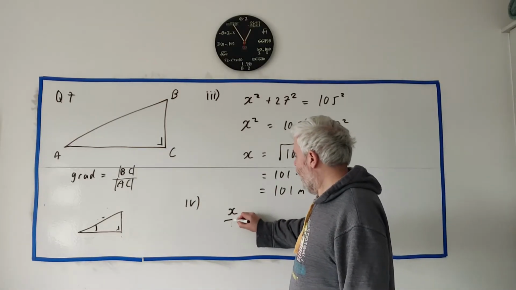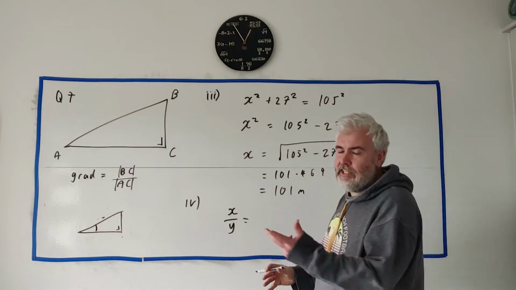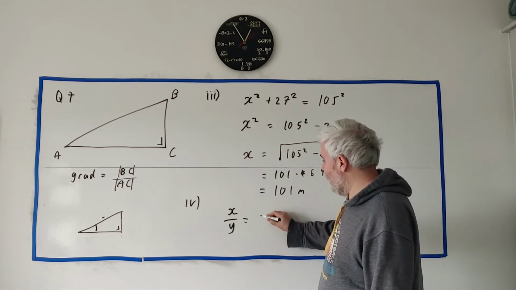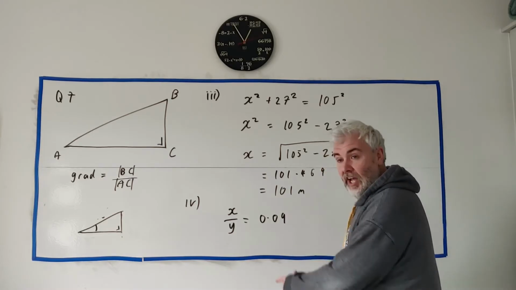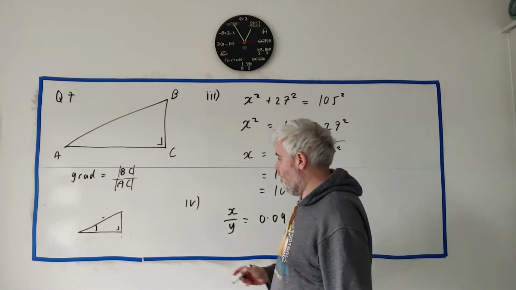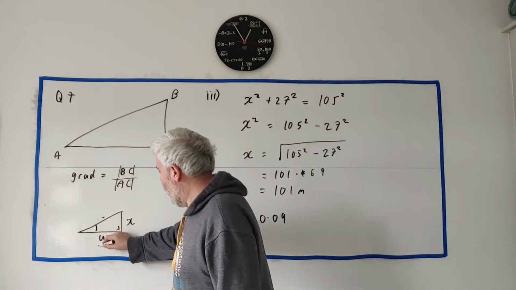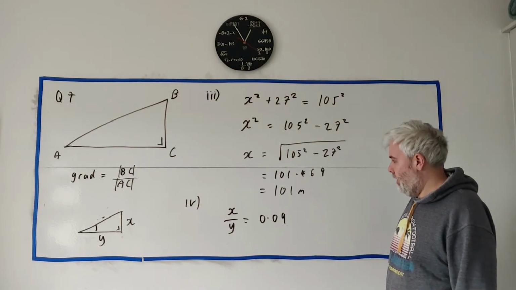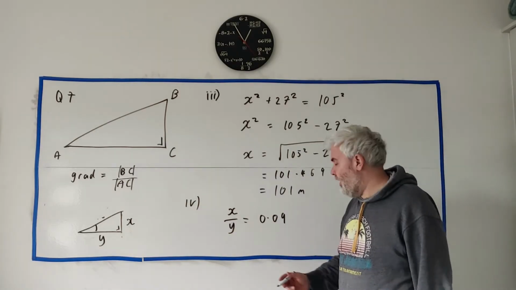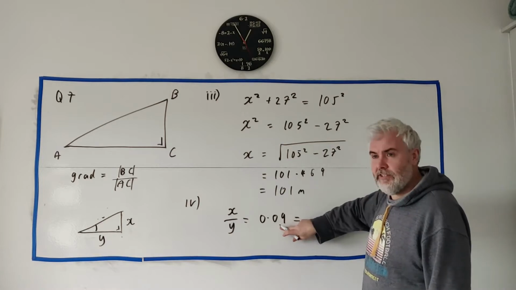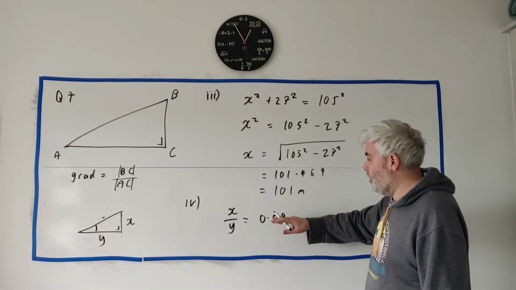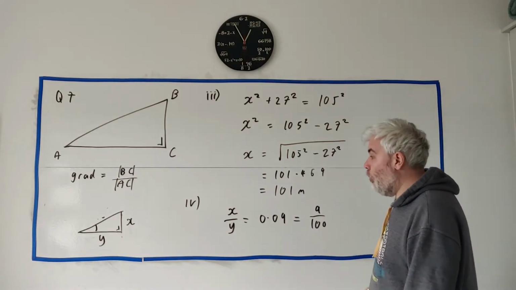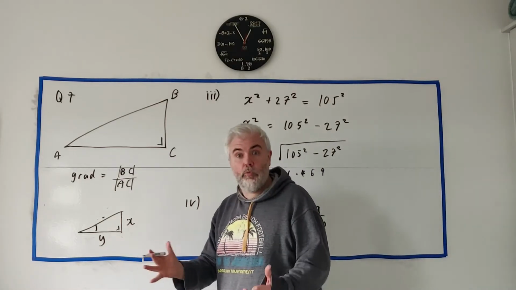Something divided by something. There's a really easy way to do this, sorry, but I'm going to do it the harder way first. Something divided by something is equal to 0.09. That's 9%. That's what they're telling us. X divided by y is equal to 0.09. Now, I don't know what x and y is, but I do know I can write 0.09 as 9 divided by 100. So I do know 9 here and 100 here would work.